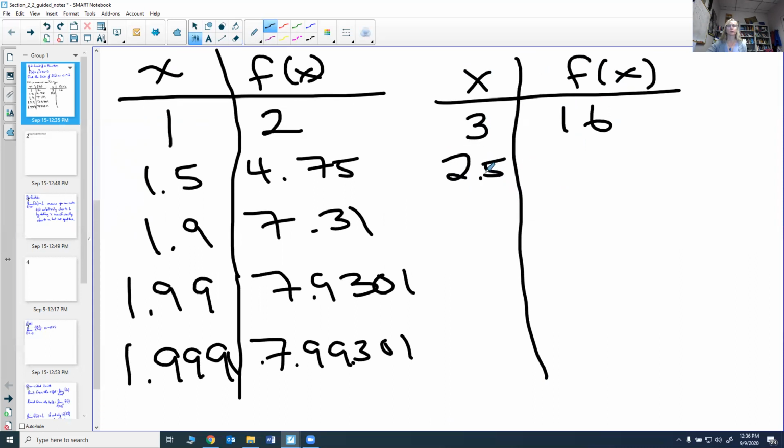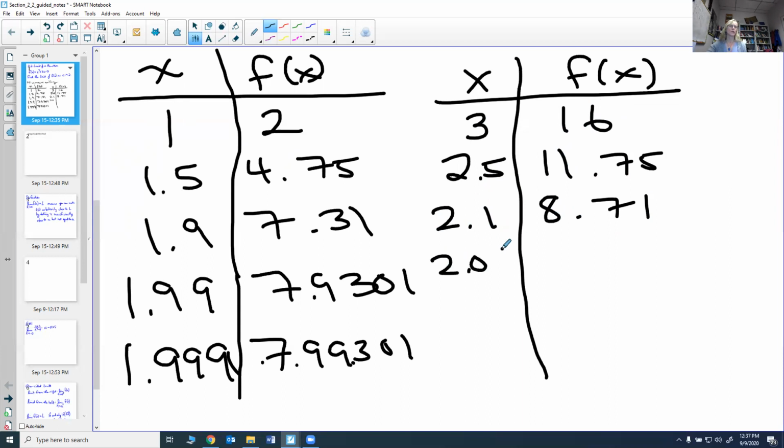2.5 is a bit closer to 2. When I did that, I get 11.75. I still don't see a trend, so I gotta go even closer. Maybe I'll do 2.1. That's a bit closer to 2. When I do that, I get 8.71. Again, I'm not really seeing a great trend, but I am noticing I'm getting smaller. Went from 16 to 11 to 8, so I'm getting smaller.